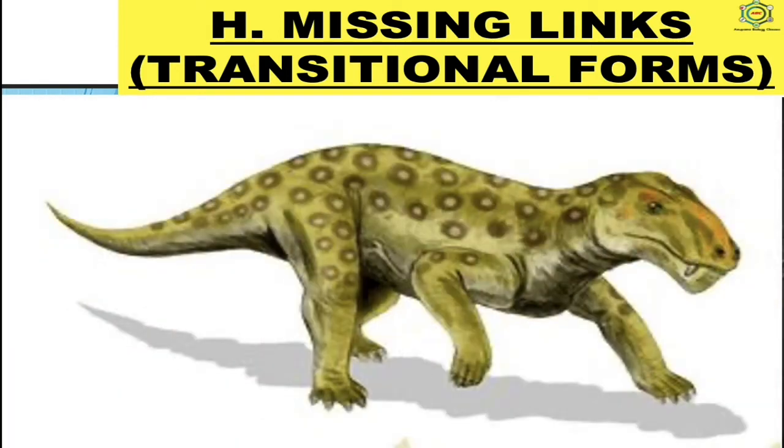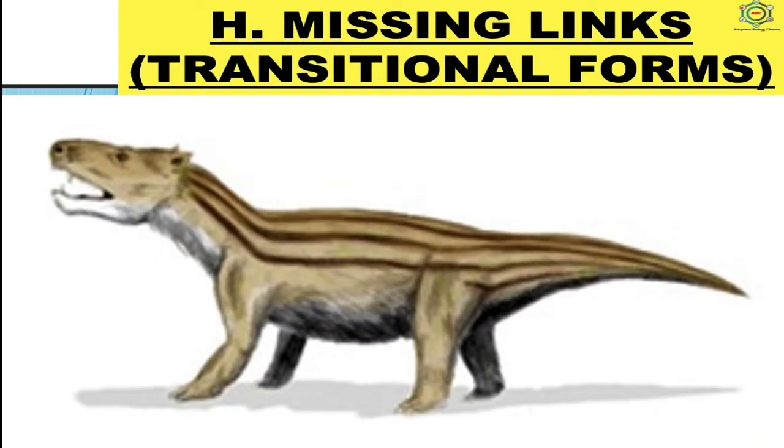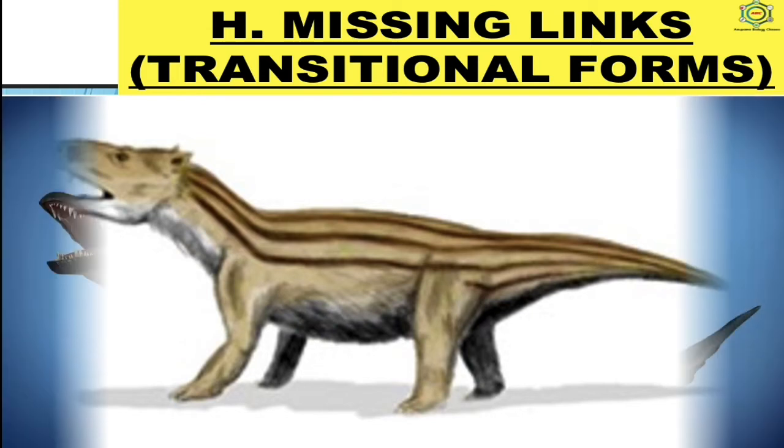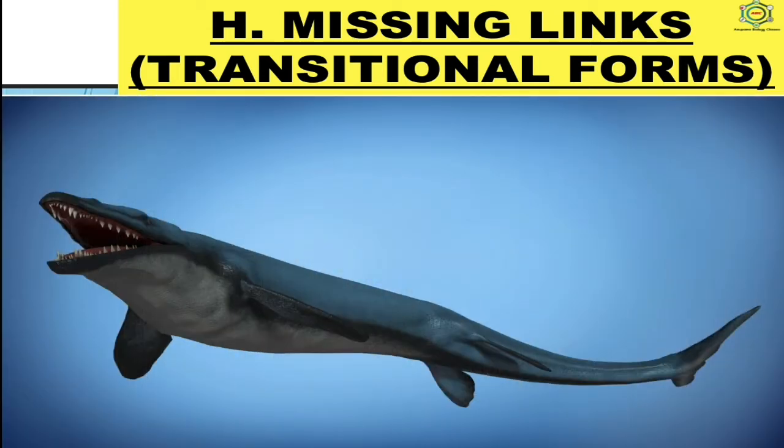Next is Lycaenops. It was a mammal-like fossil reptile. Its fossils were discovered from the late Permian period in South Africa. It is considered a missing link between reptiles and mammals. Next is Cynognathus. It was a wolf-sized mammal-like reptile having characters of both reptiles and mammals. It lived during the early Triassic period. And the last here is Basilosaurus. This fossil whale had limb buds, that is, hind limbs. It links the aquatic mammals to their terrestrial ancestors.